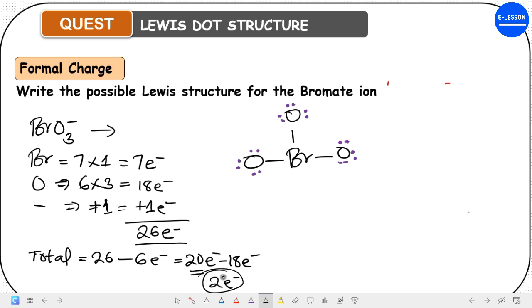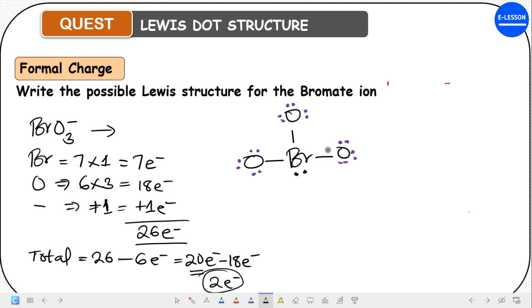So we are left with 2 electrons. Now any electron that is remaining after completing the octet of the terminal atoms should be added to the central atom as a lone pair of electrons. So we have 2 electrons remaining. These 2 electrons will come here as a lone pair. So this is the Lewis dot structure of the bromate ion. But the way it is here, is it actually complete? Now, this is where I want to teach you something: this structure, the way it is here, is not complete, and this is not the correct Lewis dot structure.